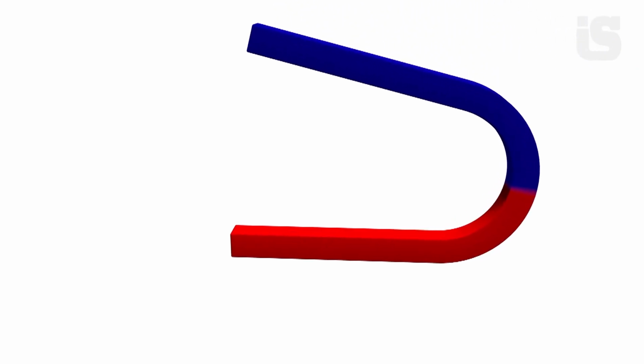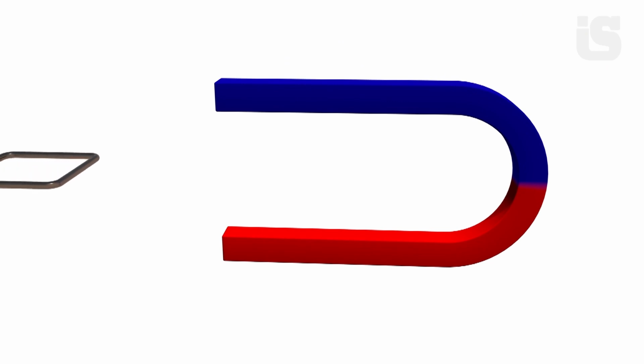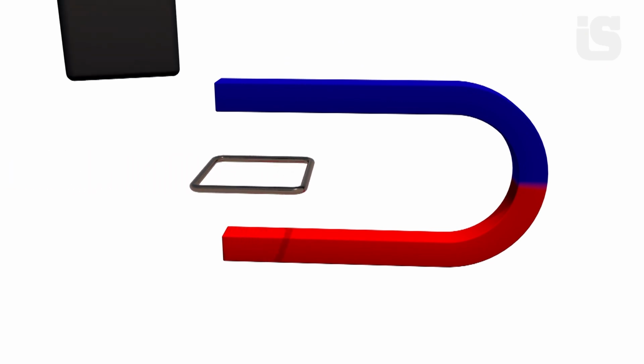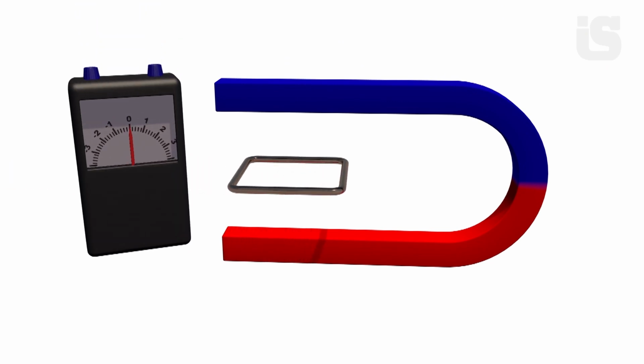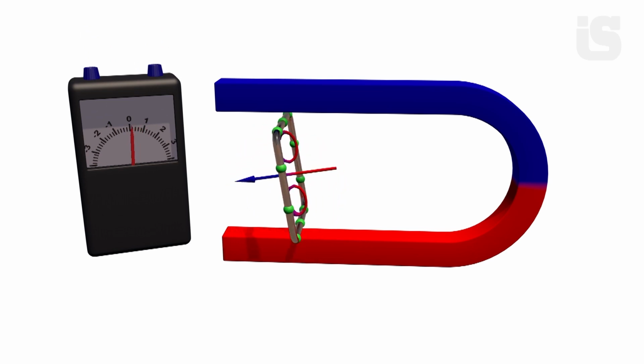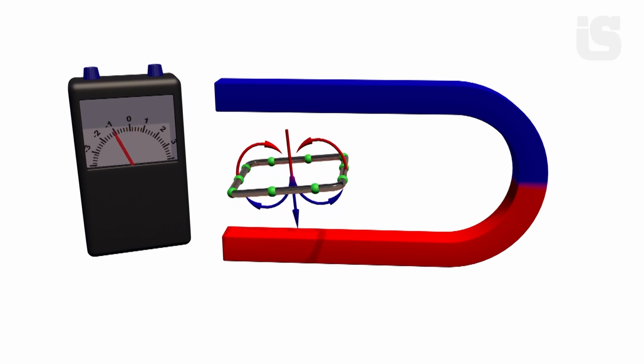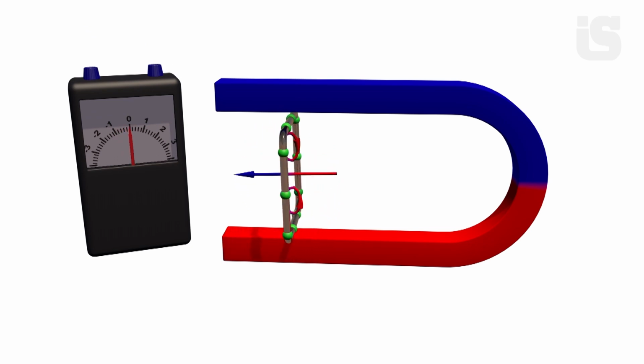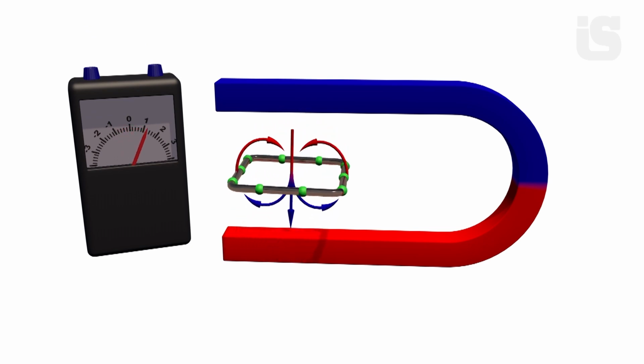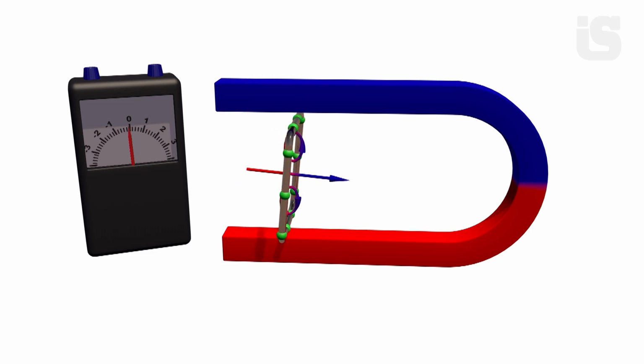The operation of an AC electric motor relies on the phenomenon of electromagnetic induction. Let's examine this phenomenon. This is a bar magnet. Let's place a metal frame inside the magnet. Let's start rotating this frame. When the magnetic field lines are crossed, an electric current will appear in the frame, Faraday's law. This current in the frame will be alternating.